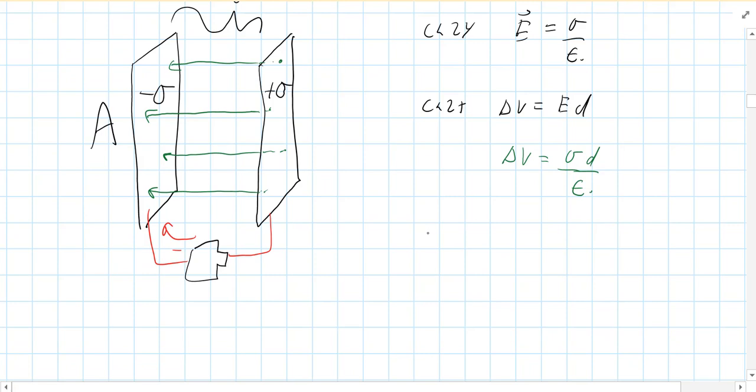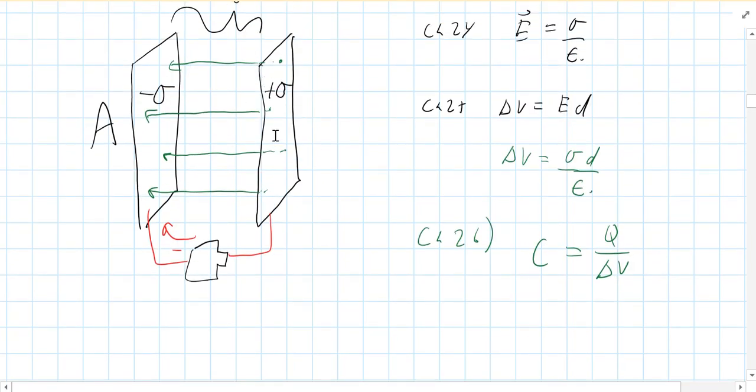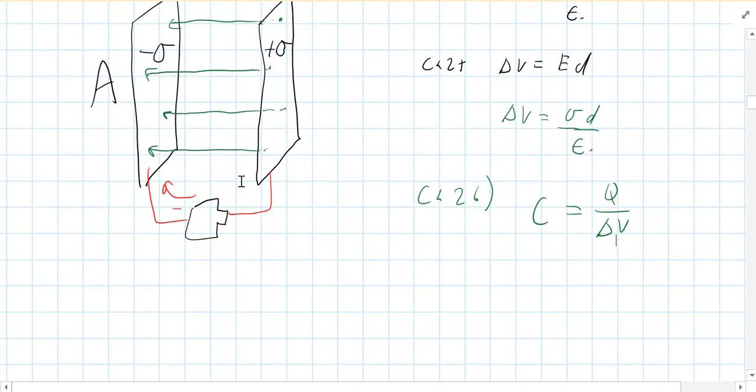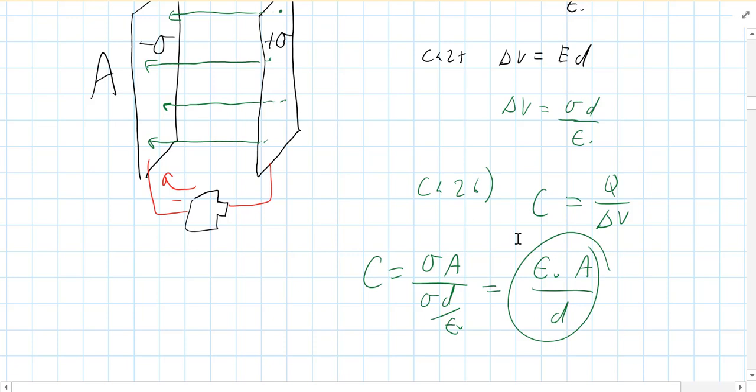And then we do our chapter 26 stuff. Capacitance is defined as how much charge you have divided by the change in voltage. So how much charge is on one plate? Well, it's sigma times A. So our capacitance here would be sigma A over the change in voltage, which is sigma D over epsilon naught. The sigmas cancel and you get epsilon naught A over D. So that's your capacitance of two parallel plates.